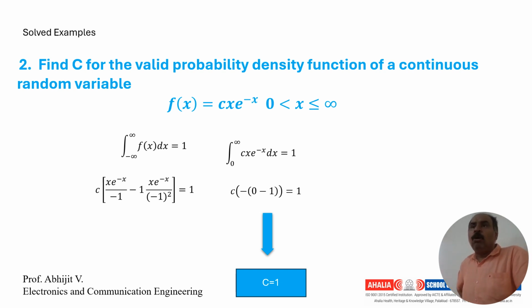So in order to solve all these kinds of problems, you must keep in mind the values of e raised to minus infinity, e raised to infinity, and so on. Okay. So the answer on solving this, you will get c is equal to 1. Shall we do next problem?